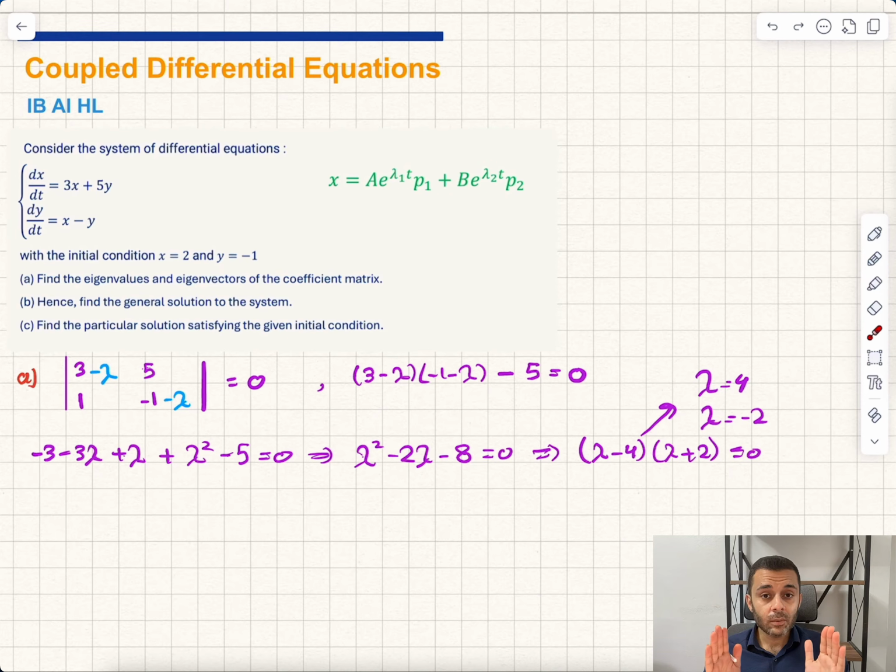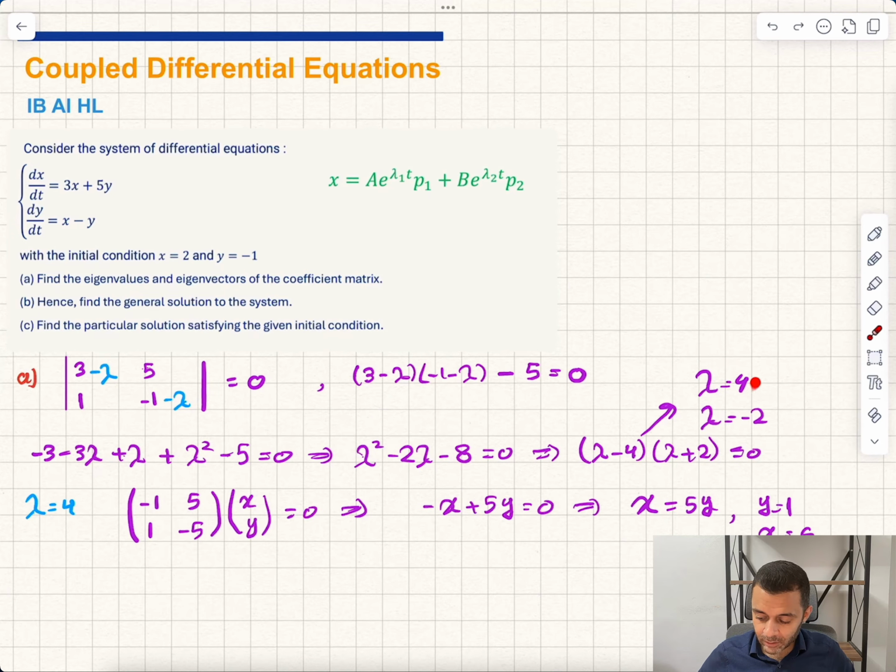Now, here, after we found the eigenvalues, we will of course find the corresponding eigenvector for each one of them. Let's start first with the eigenvalue 4. To find the corresponding eigenvector, you plug in this 4 back here, but you make it a matrix. See here, 3 minus 4 would be -1, 5 and 1 as they are, and here -1 minus 4 would be -5. Then we multiply here by the column vector xy and we make it equal to 0.